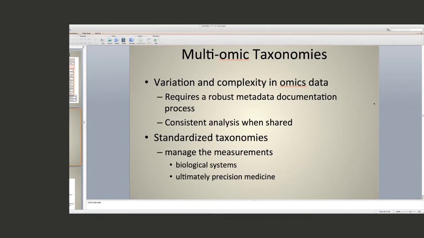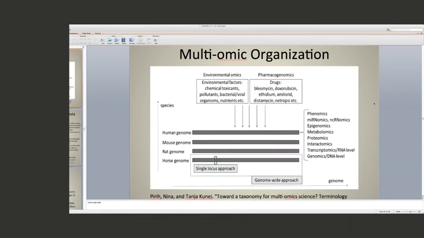And how do we combine that type of data with clinical data? It's certainly on the research side. I'm not saying it has to be on the operational side, but on the research side. It requires robust metadata documentation, consistent analysis with sharing, and a common taxonomy so that we have the same language for expressing these things. There's a paper, "Towards a Taxonomy for Multi-Omic Science," that does a really nice job of putting together a taxonomy and terms in this space.